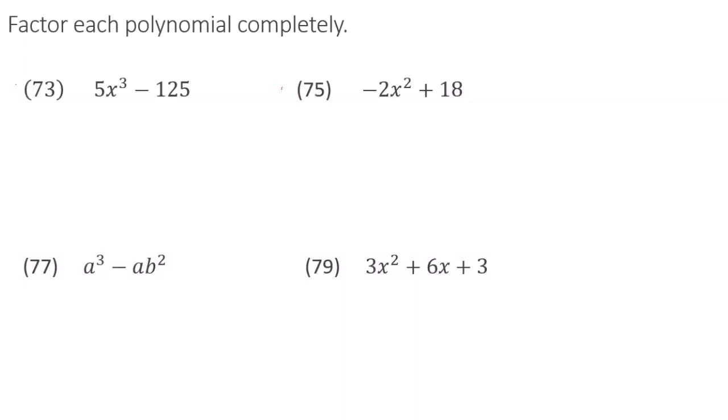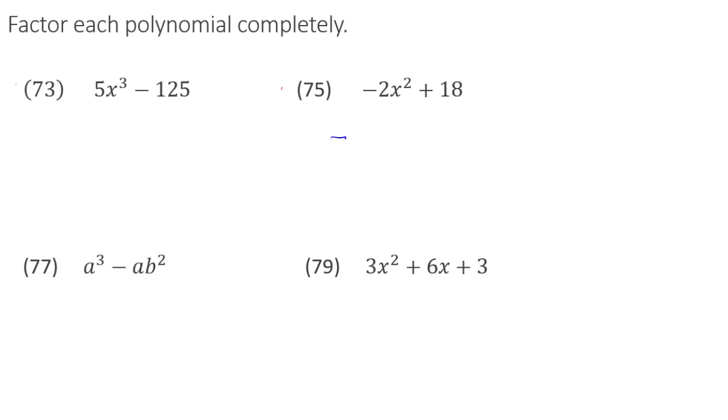So here's an example. We'll look at number 75 here. This is from the book on page 337. And so I want to show you this one because we have a negative leading coefficient. Whenever your leading coefficient is negative, you want to factor out a negative. You want your GCF to be negative, okay?